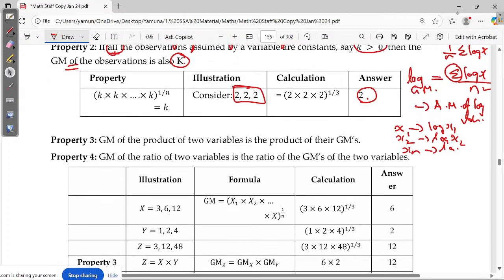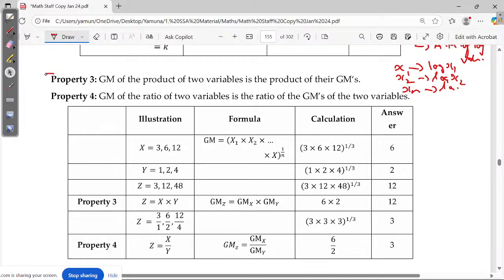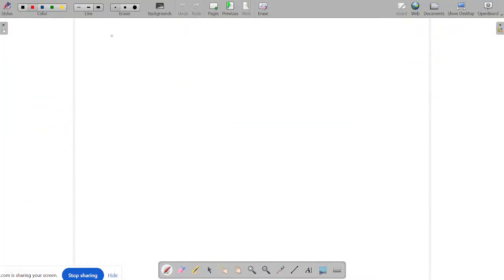Property 3 and property 4. Let me go for a small working here. I'm going to take two sets of values. One set represented by x, another set represented by y. I take the geometric mean of x. I take the geometric mean of y.